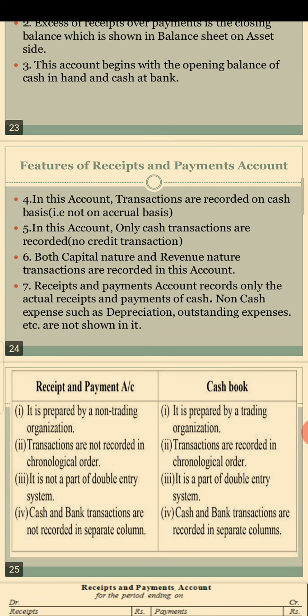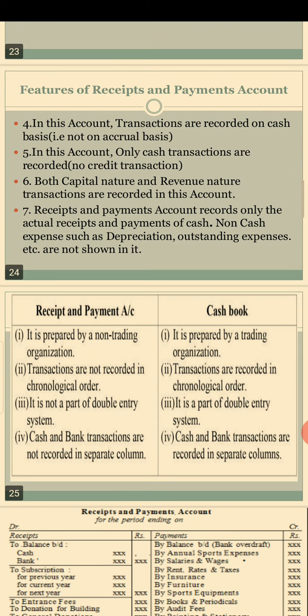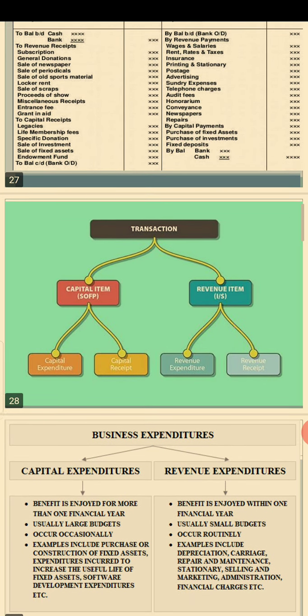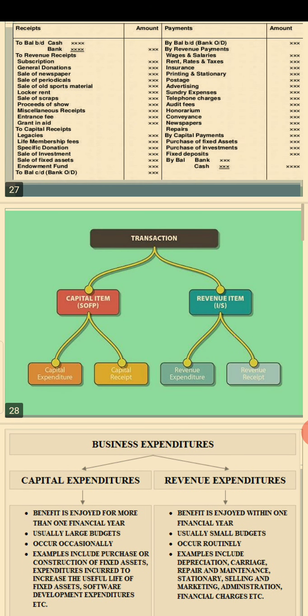Now we should understand what capital nature and revenue nature are, and what the difference is between them. See, transactions are basically categorized into two parts. This is a more important thing. Both revenue natures and capital natures come under the receipt and payment account. So transactions are categorized into two parts: one is capital nature, another is revenue nature.